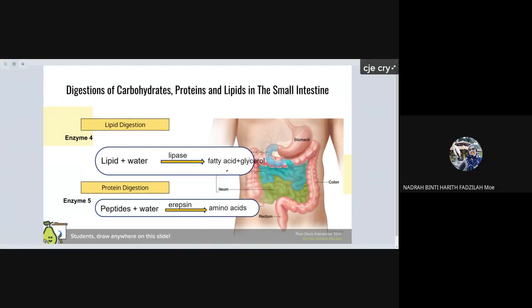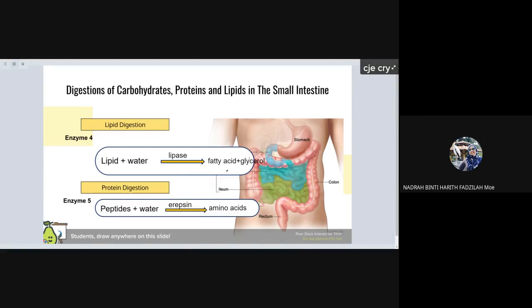Okay. For protein pula, digestion of protein started in the stomach where pepsin digests protein to form polypeptide. Dalam duodenum, polypeptide tukar jadi peptide, and then dalam ileum, peptide tadi converted to amino acids. The enzyme is erepsin. Manakala lipid, very simple, digestion of lipid occurs 2 times. One is in the duodenum and the final one is in the ileum.